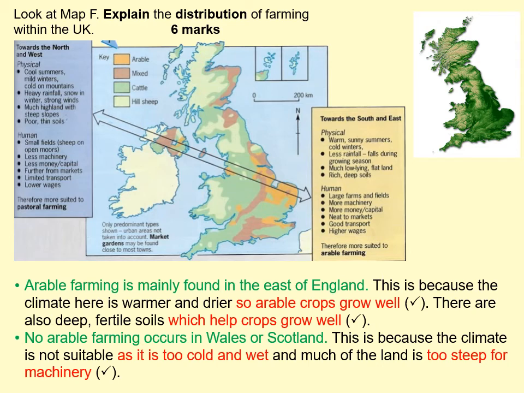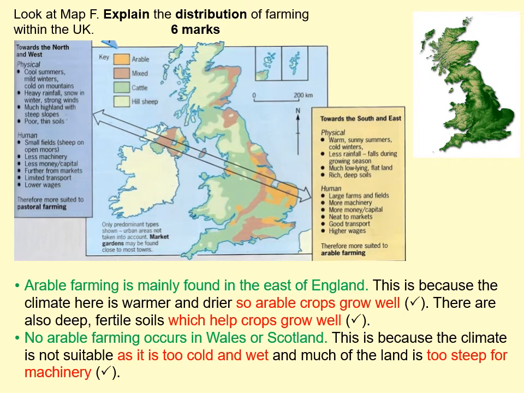Now I can also give a second point here. So I'm going to say that no arable farming occurs in Wales or Scotland. I have to say it, that's a descriptive point and I'm not going to get a mark. And my explanation is this is because the climate is not suitable as it is too cold and wet. So I've got my mark there because I've said why the climate is not suitable. And then I've said, and much of the land is too steep for machinery. So I'm linking my knowledge of upland areas and I'm saying that because they're upland areas and it's steep, it's too steep for machinery.